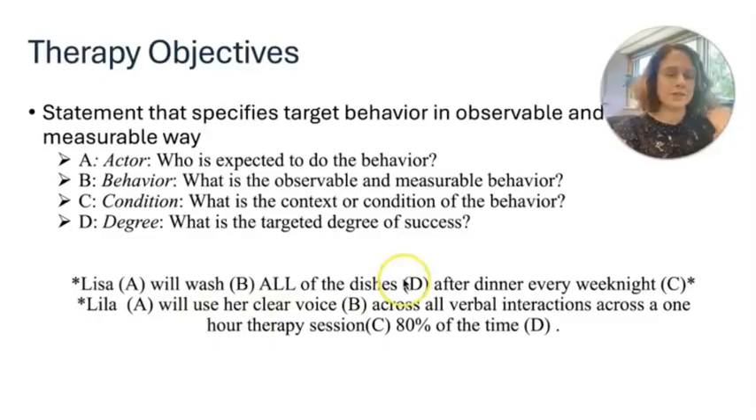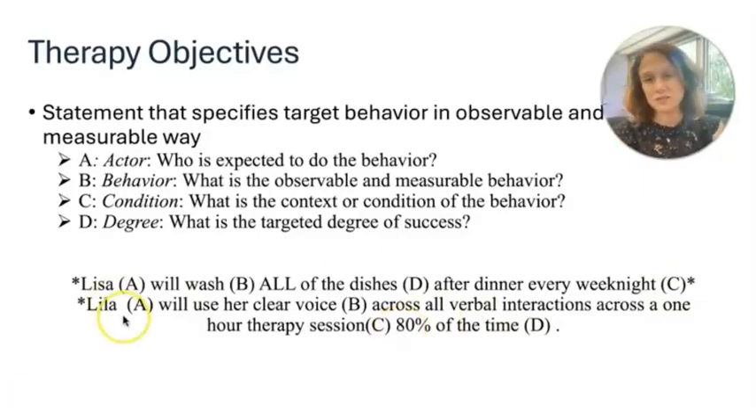The behavior is to wash the dishes. The degree is all of the dishes. And then when I'm going to do it, or the context or condition under which I will do it, is after dinner every weeknight.